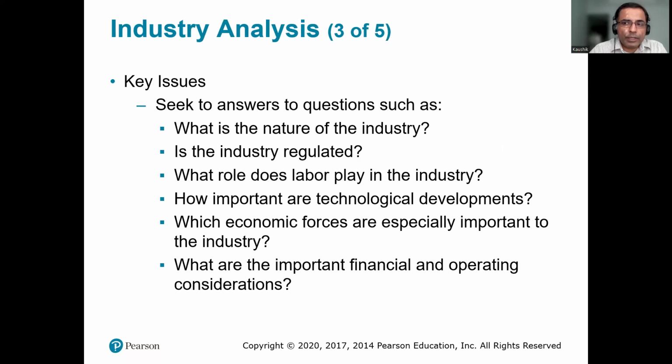So what are some of the factors which help us to understand strength or the weakness of an industry? It's like industry regulations, labor, technology, economic conditions, how they impact the industry. If the impact is positive, then we should consider investing in that industry and do further analysis to find promising companies.